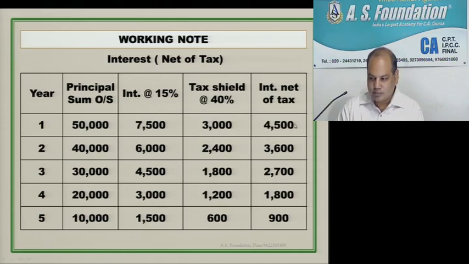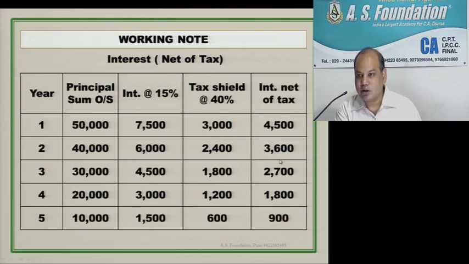Take these numbers, transfer to the main page, and in the main page you will write positive or negative. Negative, because you are paying interest. So all figures on the main page in bracket. Year 1 interest net of tax 4,500, in bracket 3,600, in bracket 2,700, 1,800, 900. Written. One more, working note 2, write down.